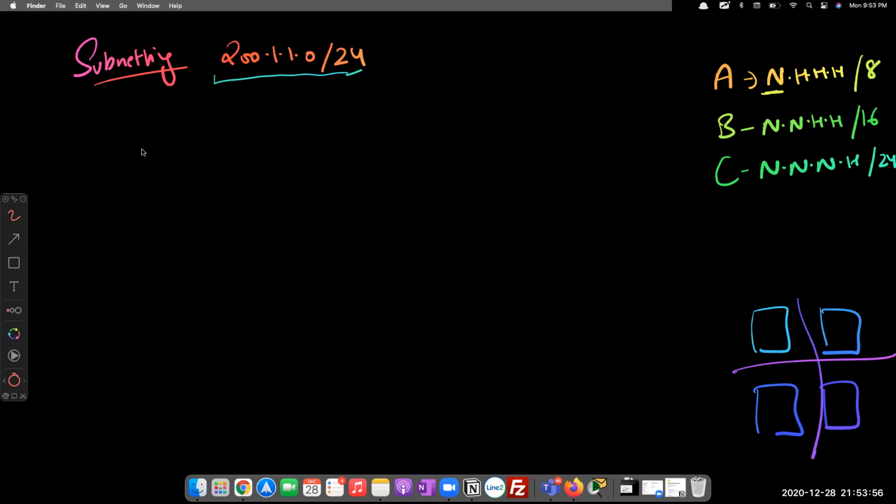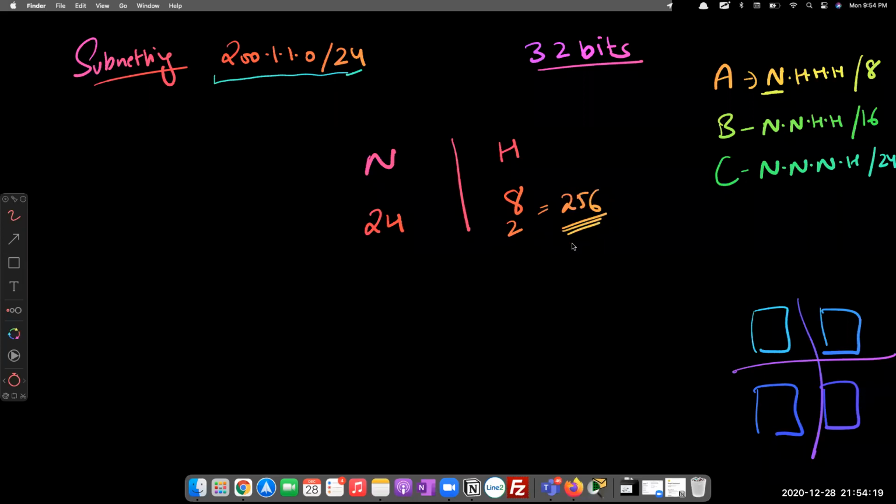It's very simple. Your IP address is of how many bits? 32 bits, right? So here I have network bits and then host bits. I have a total of 24 network bits and 8 host bits, right? So by default, how many IPs are we getting? 2 to the power of 8 is 256 IPs. This network is giving me 256 IPs.